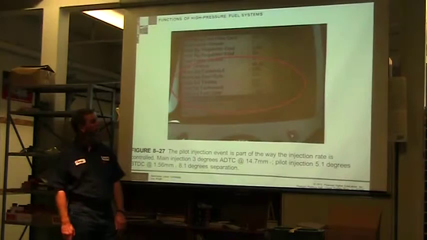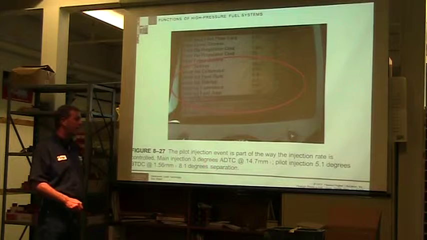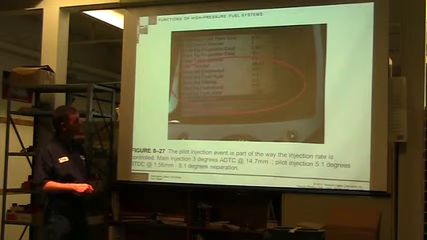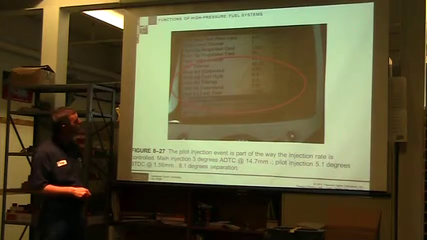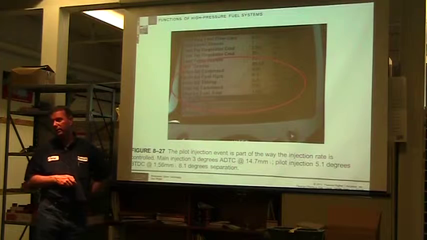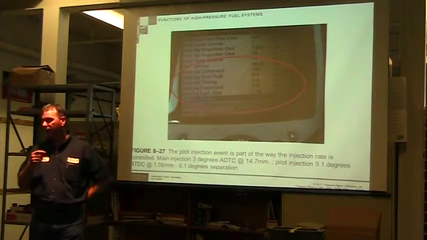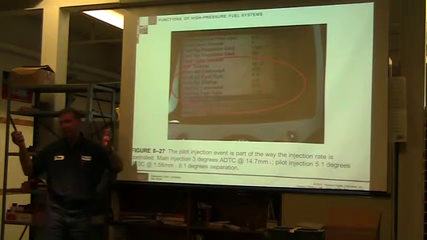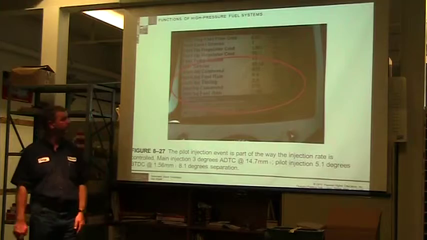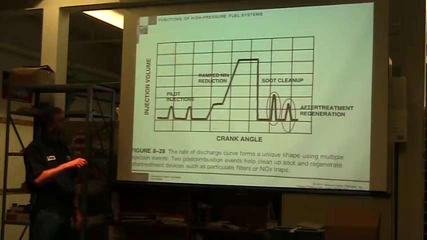So the pilot injection event is part of a way the injection rate is controlled. Main injection is 3 degrees after top center, ATDC. Pilot injection, 5.3 degrees. I don't know what ATC is, but anyway. These new computer systems will tell you all of this information. You can go in, figure out when the pilot injection took place, how much fuel is being delivered, what the delay is going to be, when the main injection takes place. So all this information shows up on the computer screen. You tap in and there it is, and you can read it. And this is like a crank angle. So we've got pilot injections, main injection, after treatment, regeneration.